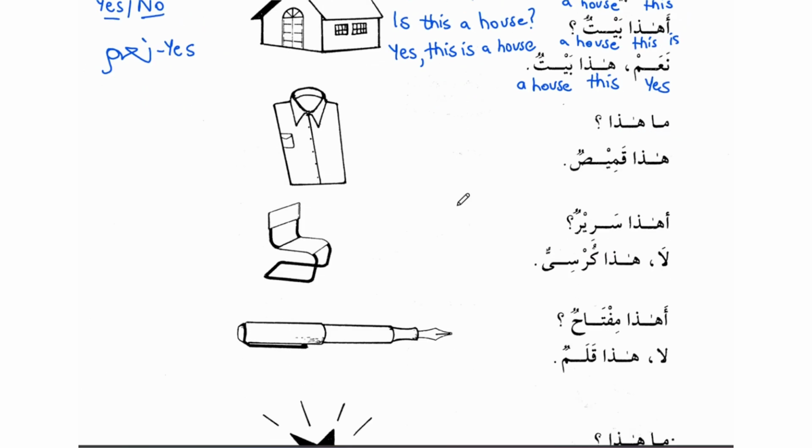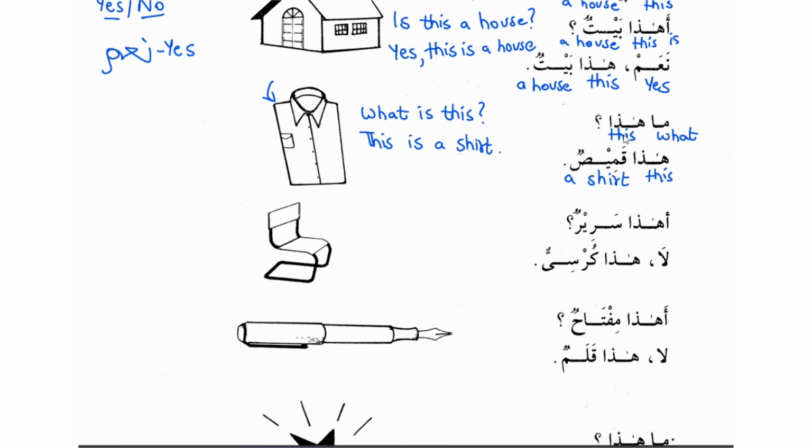Now let's move on to the next question. Ma hadha. We know that the meaning of ma is what, and haza means this. So it will be translated as, what is this? And it is referring to the object here. The answer is haza qamisun. Haza means this. Qamisun means a shirt. So this will be translated as, this is a shirt. And this is the answer to the question, what is this, or ma haza.